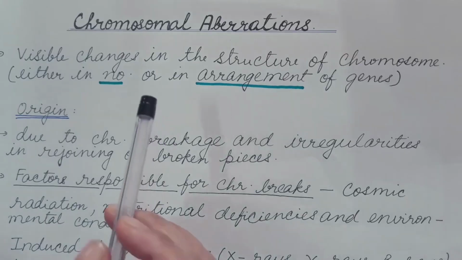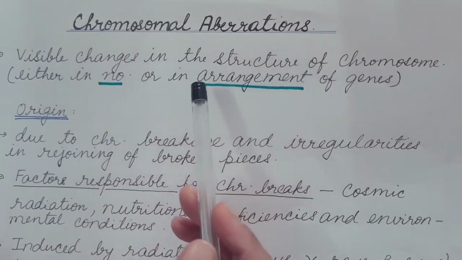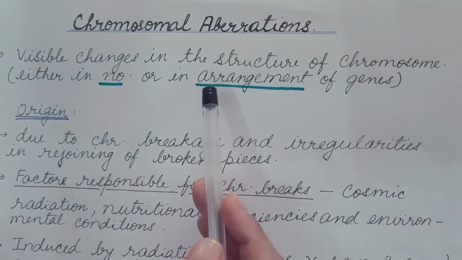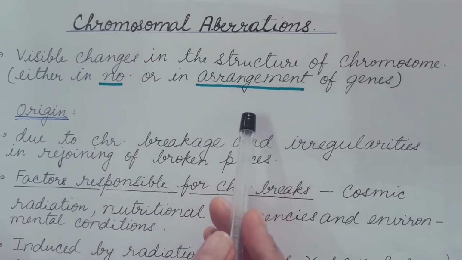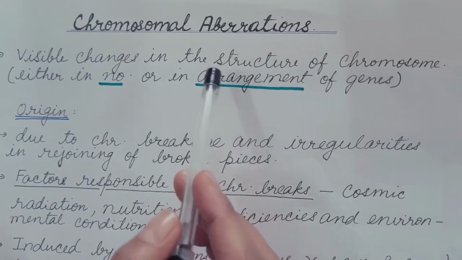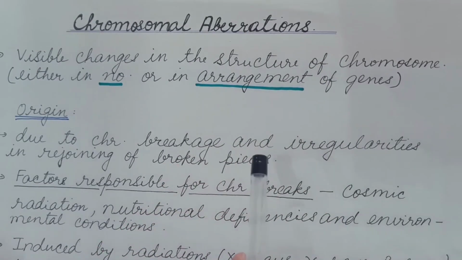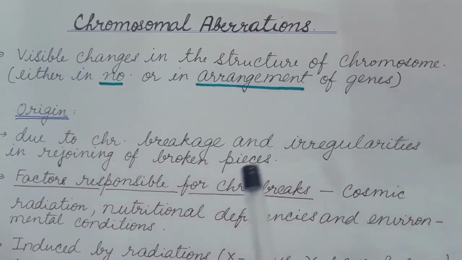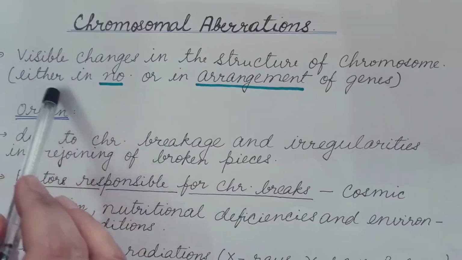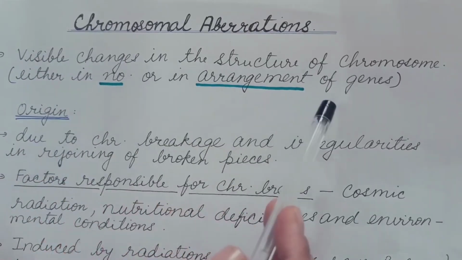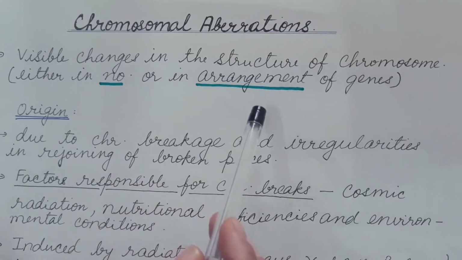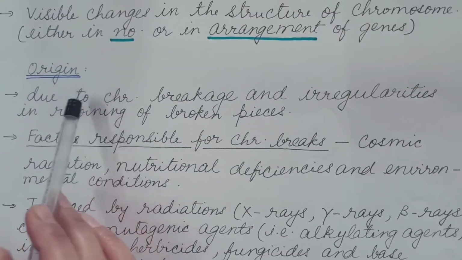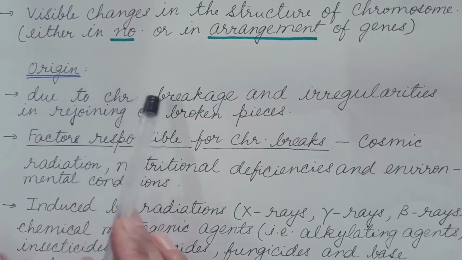Hello friends, today we are going to discuss chromosomal aberrations. What are chromosomal aberrations? These are also known as structural aberrations, and as the name suggests, it is the visible change in the structure of the chromosome. This change may be either in the number of genes or in the arrangement of genes present in the chromosome. Origin of chromosomal aberrations: this is due to breakage in the chromosome.